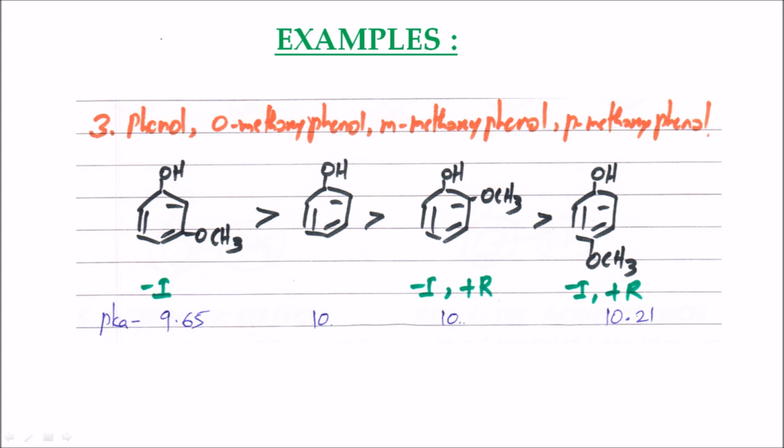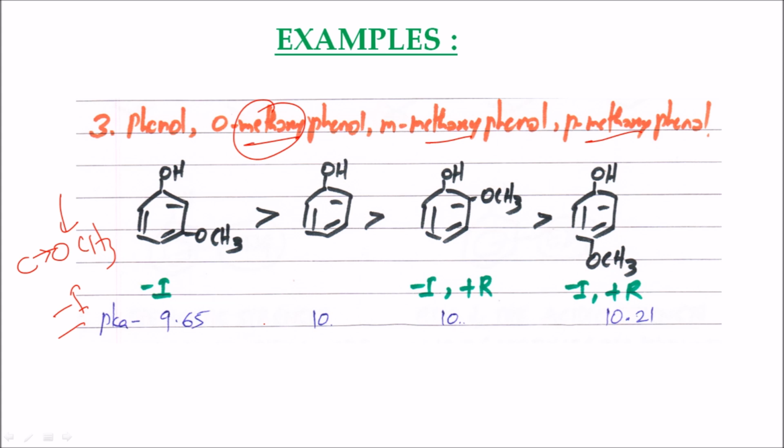Okay, just see here, we got ortho-methoxyphenol, meta-methoxyphenol and para-methoxyphenol. Right, so if we take the methoxy group, it exhibits two electron displacement effects, right? If you take the methoxy group, OCH3, oxygen is more electronegative compared to carbon. So it withdraws electron towards itself, so it exhibits a minus I effect.